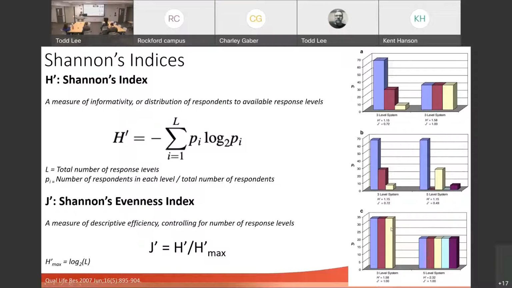Because if we are comparing 2 rectangular distributions, both of these have J prime equal to 1.0. They're both evenly distributed. But we actually see that we get a more absolute informativity represented by H prime when we have these 5 levels compared to the 3 levels. So in other words, you can get more information from including response levels if those response levels are actually used. So hopefully that helps clear things up. I'm going to pause on this picture for you to soak it in while I take a drink of water.